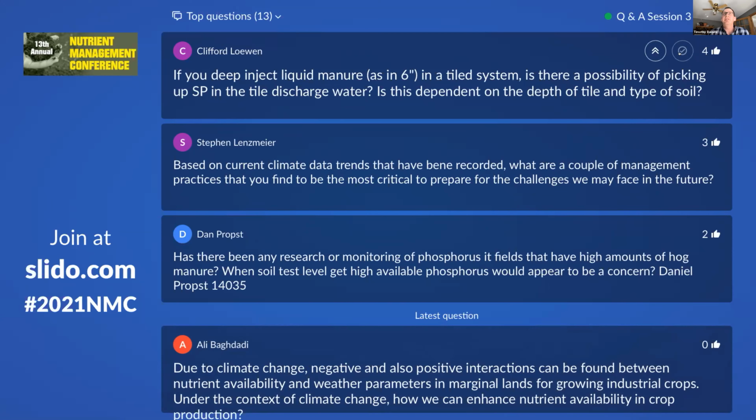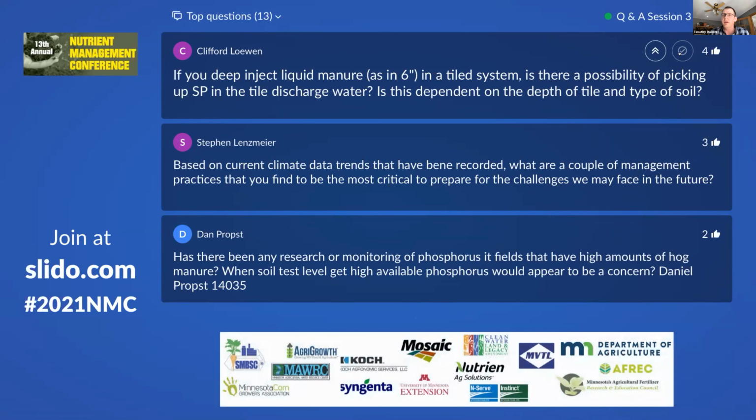Yeah, good question. We see this in northeast Wisconsin, and it does depend on depth of tile and type of soil. Typically where we see this is shallow tiles, and soils that are prone to cracking, soils with clay with high shrink swell potential. And actually they recommend a pre-tillage before their applications of manure in some of their areas in northeast Wisconsin because of that issue.